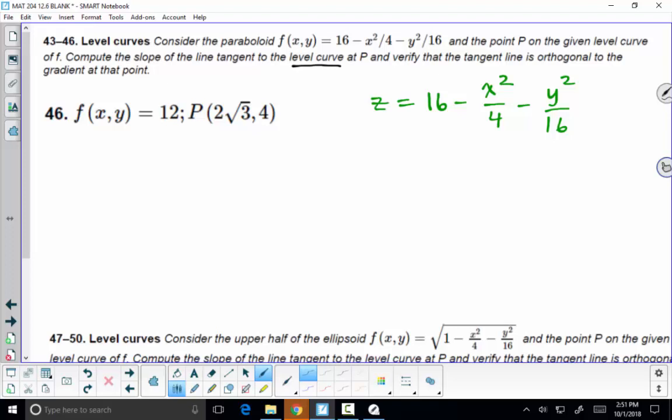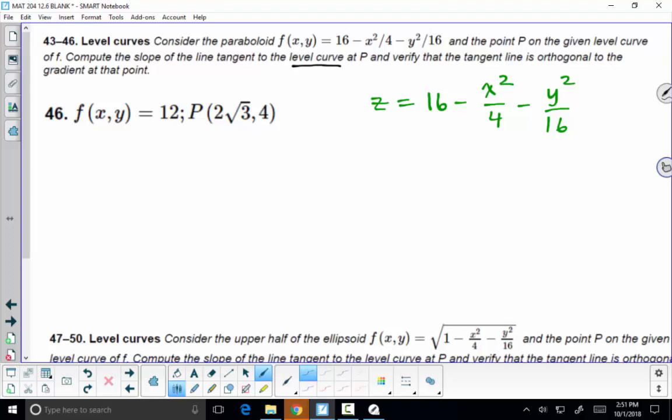We're going to take a cross section, which gives us an ellipse. We're projecting that down into the xy plane, which is called the level curve. So we've got this curve. When we set that equal to 12, that's a curve in the xy plane. We have a point on that curve in the xy plane, and a tangent line at that point to the level curve.